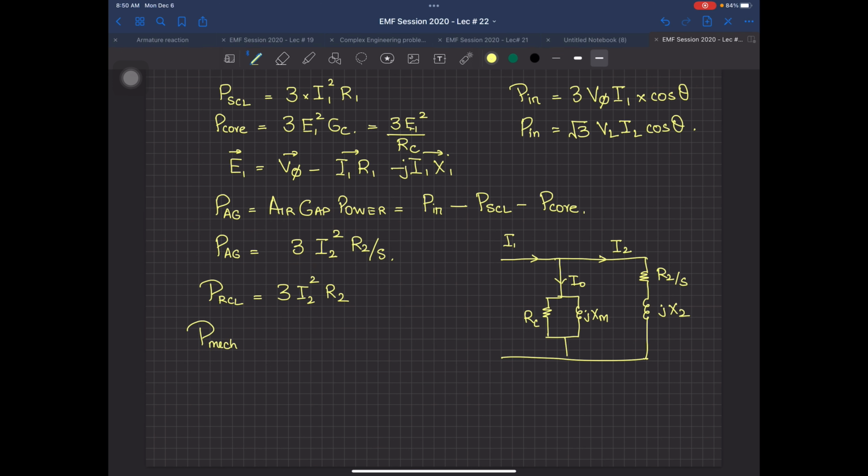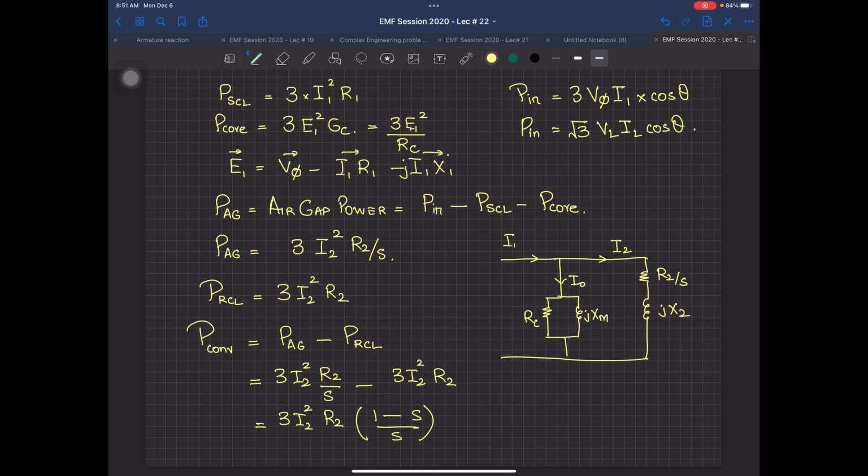So when you subtract this 3 I2 square R2 from this one, this means that your mechanical power, or actually we don't call it mechanical, we call it the converted power. This converted power is going to be equal to P air gap minus rotor copper losses. So your P converted is equal to P air gap minus P RCL, and if I plug in the values, this is actually 3 I2 square R2 by S minus 3 I2 square R2. So I can take some common over here and simplify this equation. I'm just skipping some steps over here.